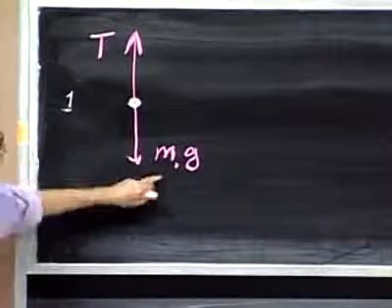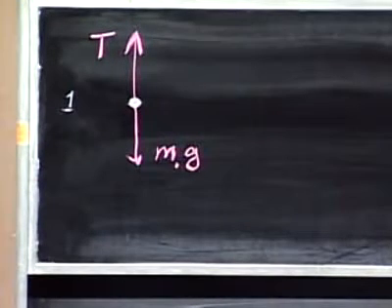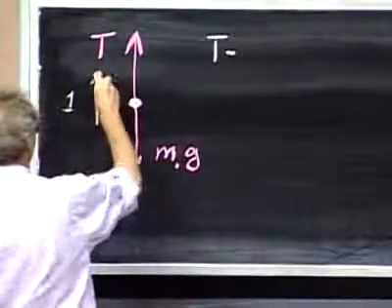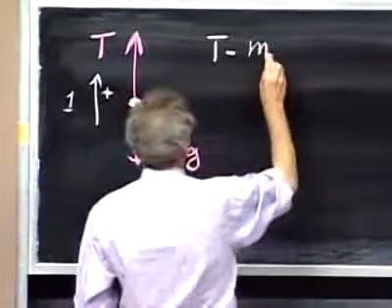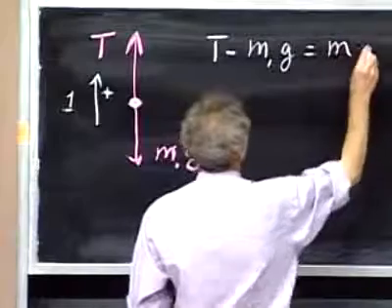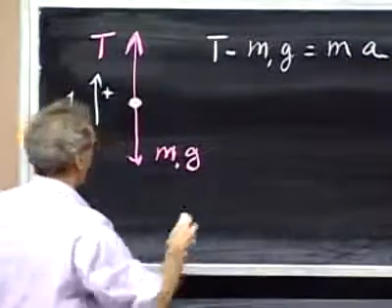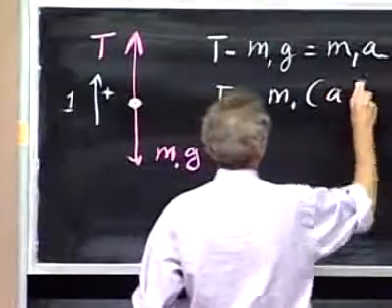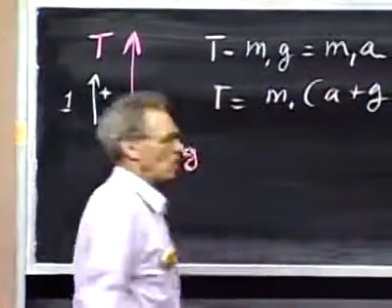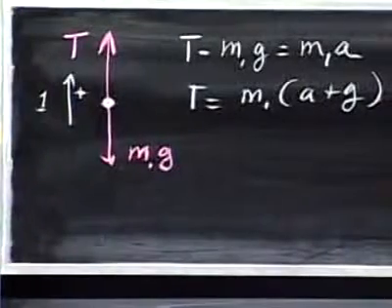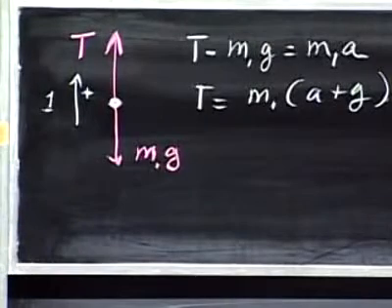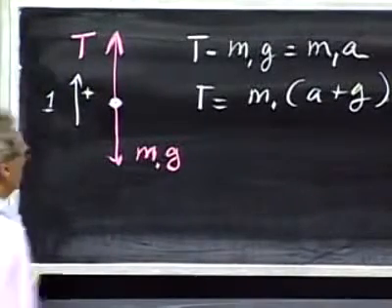Non-negotiable. T better be larger than m1g, otherwise it would never be accelerated up. And we know it will be accelerated up. So what do we get? We get T, I will call this plus direction, by the way, minus m1g equals m1 times a. So the tension equals m1 times (a plus g). Hey, we've seen that one before. This one is being accelerated upwards. Notice it gains weight. That's the tension. And this is the acceleration.